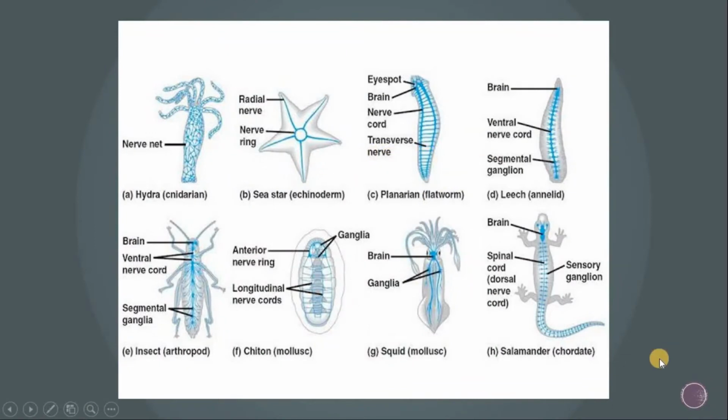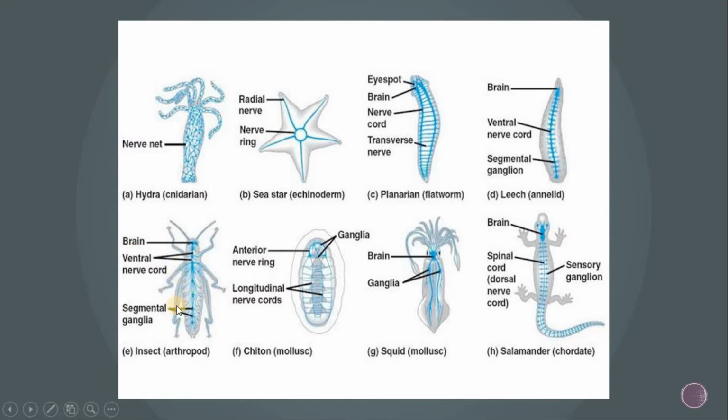Here we can picturize this nervous system. In Hydra and Cnidarian types of animals, a diffused nerve net type of nervous system is found. In Echinodermata, on the oral and aboral surfaces, there are nerve rings and radial nerves. In flatworms, there is a nerve cord and transverse nerves. In leeches, there are a ventral nerve cord, a brain and ganglia. The brain is further evolved in Arthropoda.